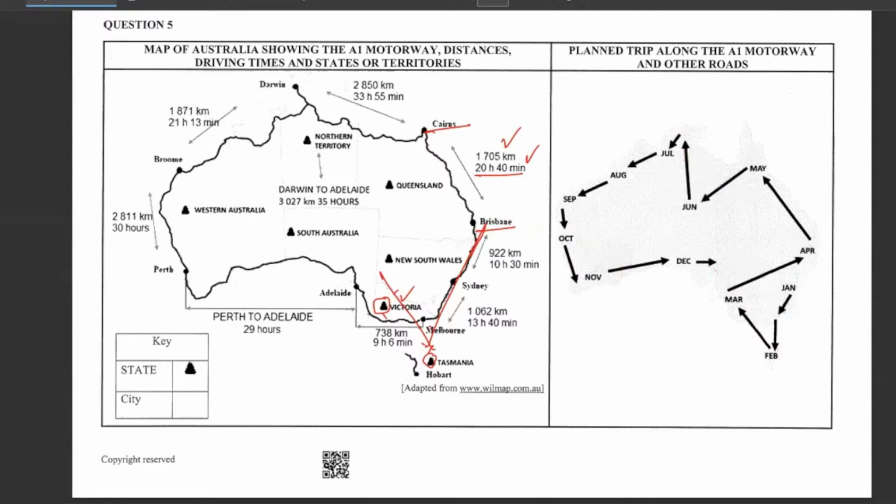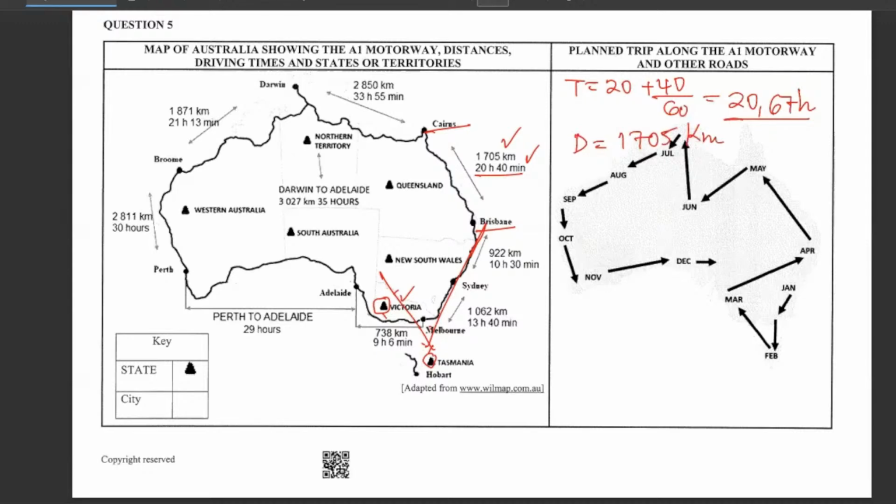So the time had to be 20. I need to change the 40 minutes to hours. I divide by 60. So 20 plus 40 over 60, I end up having 20.67. These are hours. So the distance given to me is already 1,500.